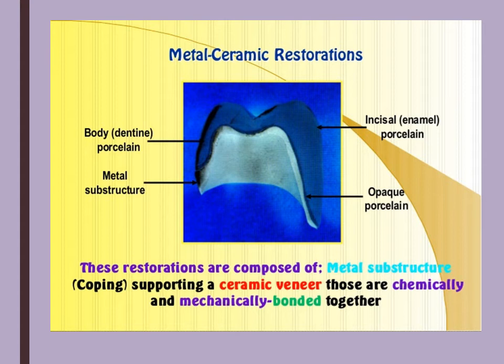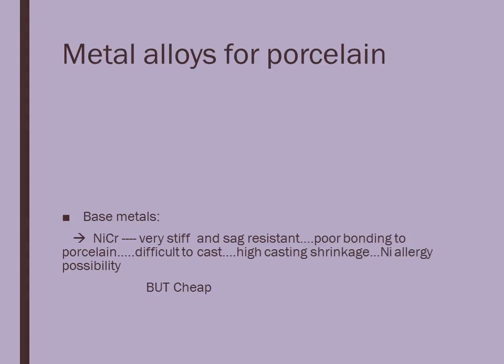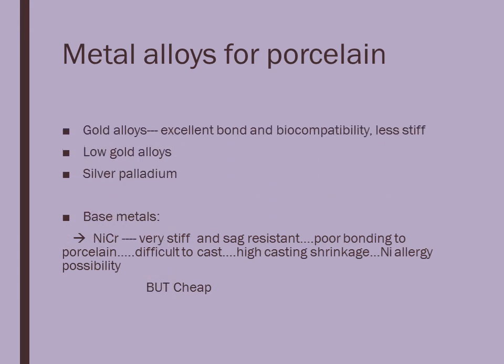So these restorations are composed of a metal substructure supporting a ceramic veneer, which are chemically and mechanically bonded together. So over here there is a mechanical and chemical bond taking place. What are the different metal alloys for porcelain? Well, we can use gold alloys. They have excellent bond and biocompatibility, but they are less stiff.